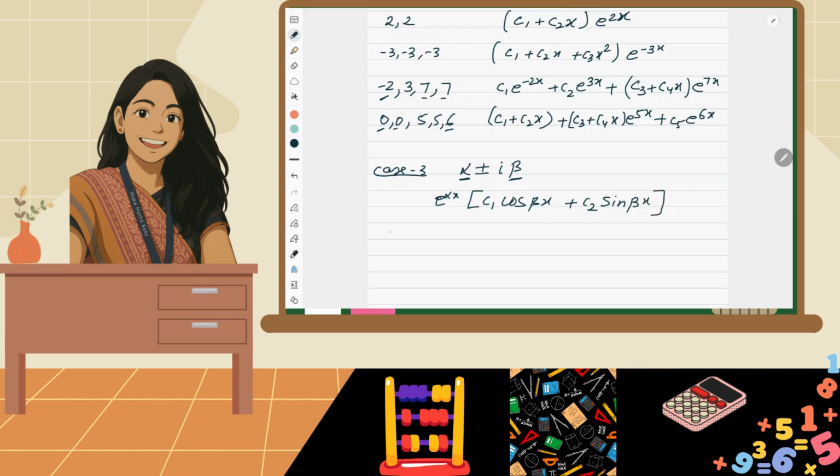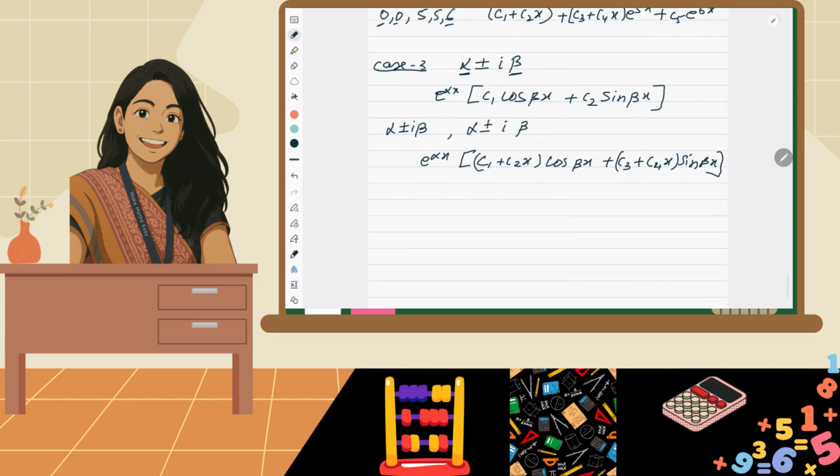Suppose the complex root is repeated, alpha plus minus i beta, so my answer will be e to the power alpha x in bracket c1 plus c2x, because it is repeated, cos beta x plus c3 plus c4x sin beta x. Correct? Now let us see some examples.